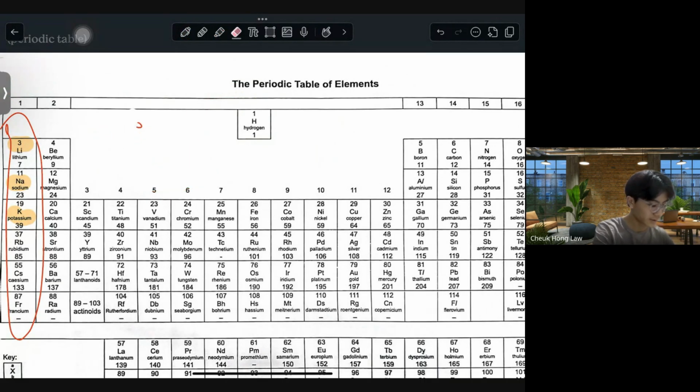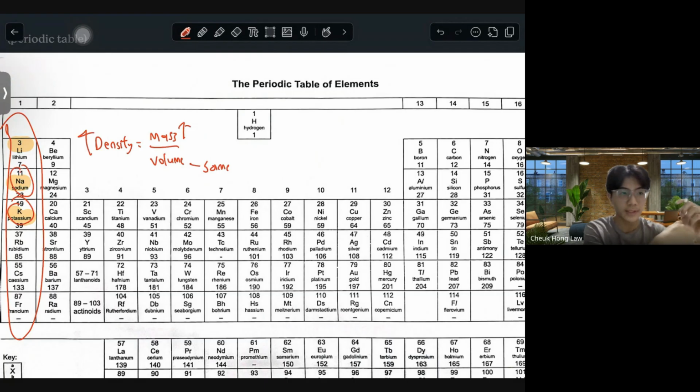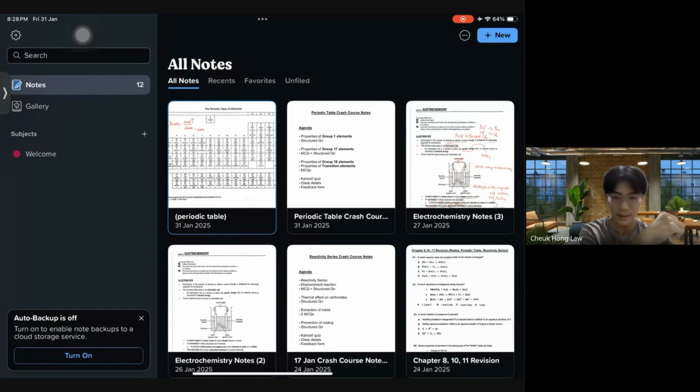Hold on, let me erase this. Density is mass over volume. Let's say the volume is the same. If there's a higher mass, there's a higher density. Potassium is heavier than sodium because potassium has a mass number of 39, whereas sodium has a mass number of 23. So potassium will have a higher density. It wouldn't have a lower density than sodium. Does that answer your question?